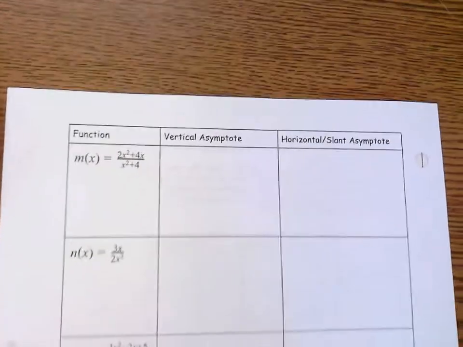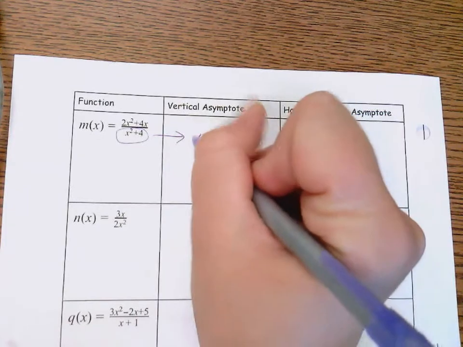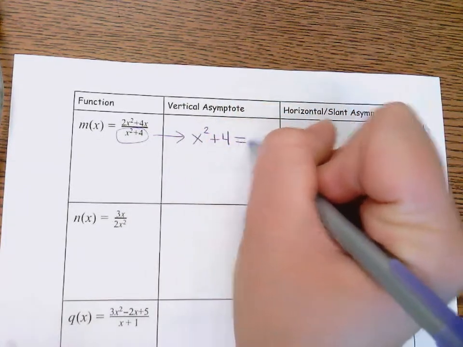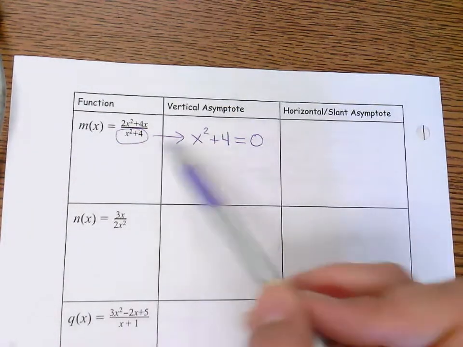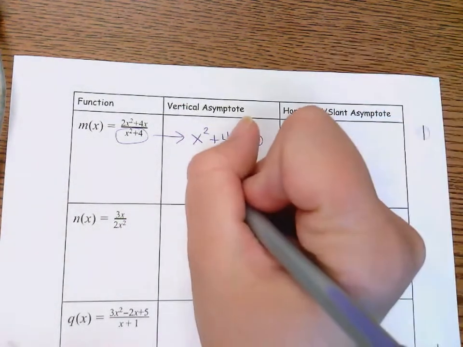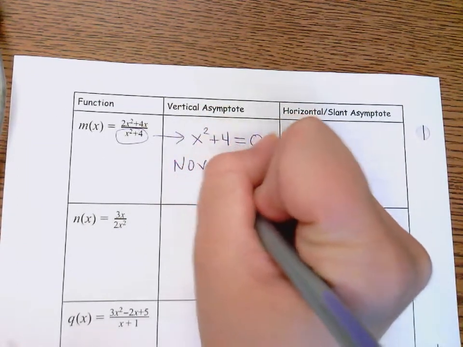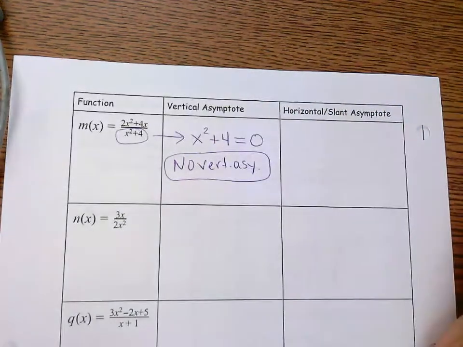All right, vertical asymptotes. Will x squared plus 4 ever equal 0? If I subtracted 4 to the other side, don't I get negative 4? Can you take the square root of a negative number? No. And x squared plus 4 is really a quadratic that's been shifted up 4 units. So this has no vertical asymptotes. It's okay to have no vertical asymptotes sometimes.